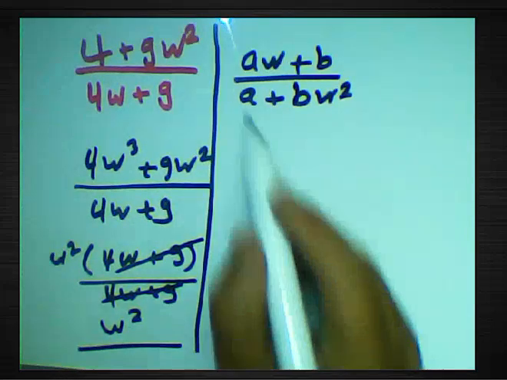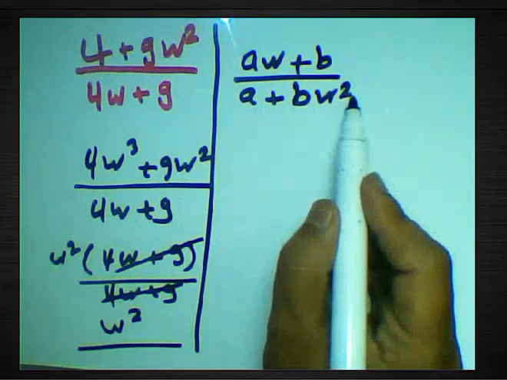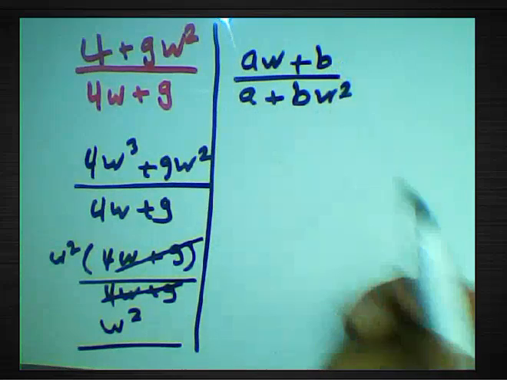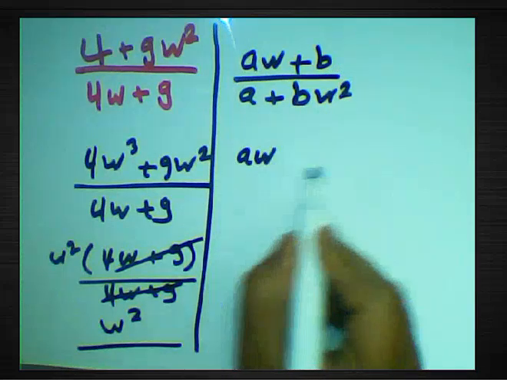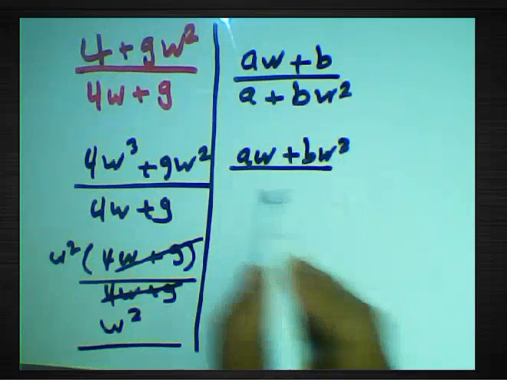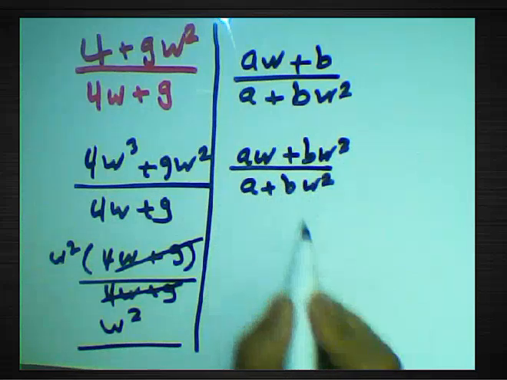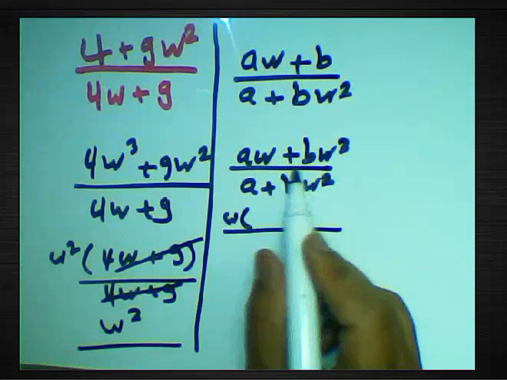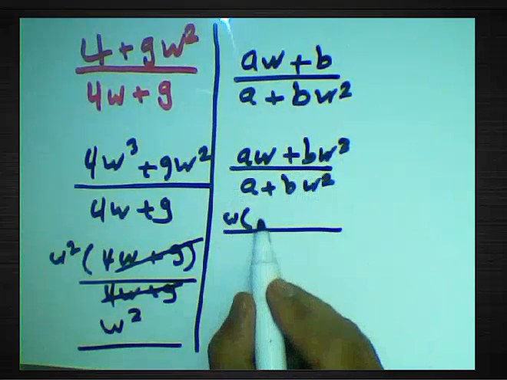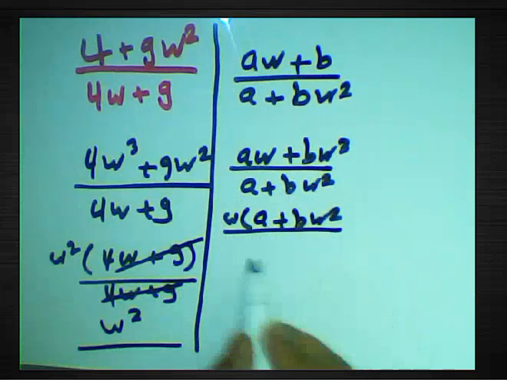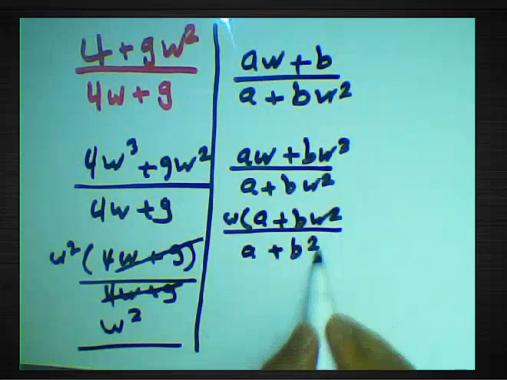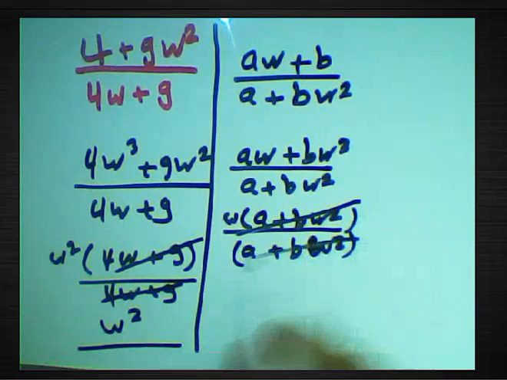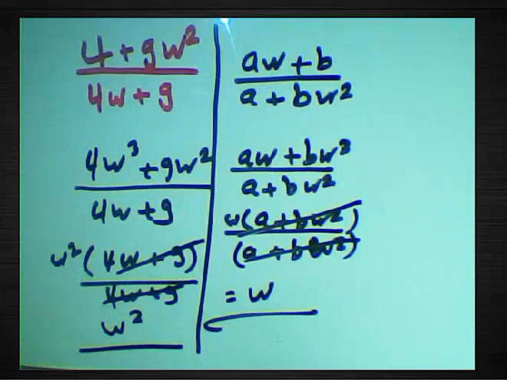Look at this example, (aω + b)/(a + bω²). We can write ω³ behind b, because ω³ will be equal to 1, right? So (aω + bω³)/(a + bω²). Write ω as the common factor between aω and bω³, and the result will be ω(a + bω²)/(a + bω²). Here the denominator, like the numerator, we can cancel them. The result will be equal to ω.